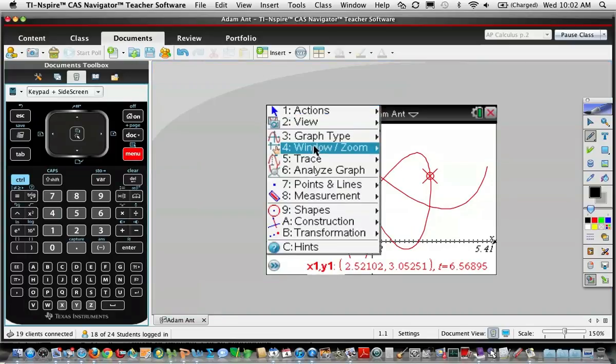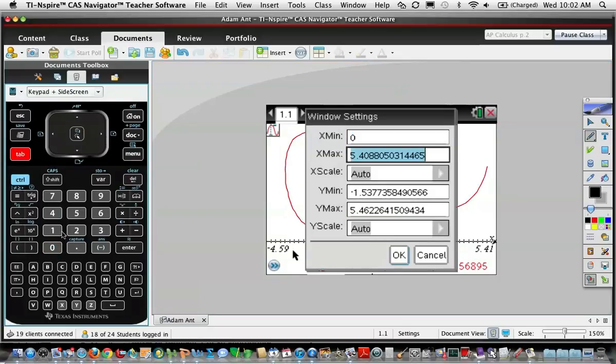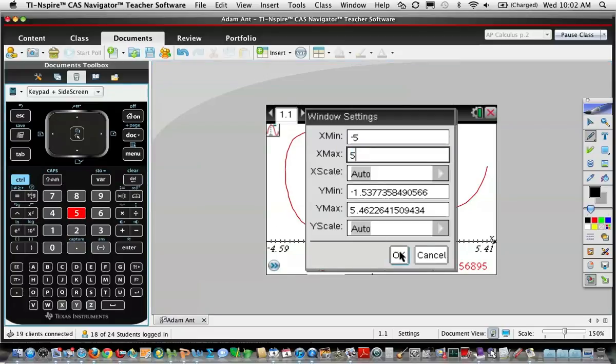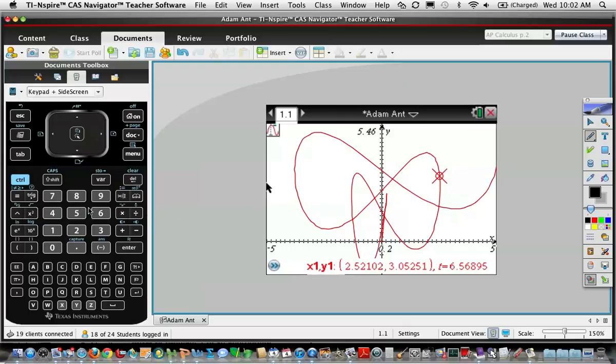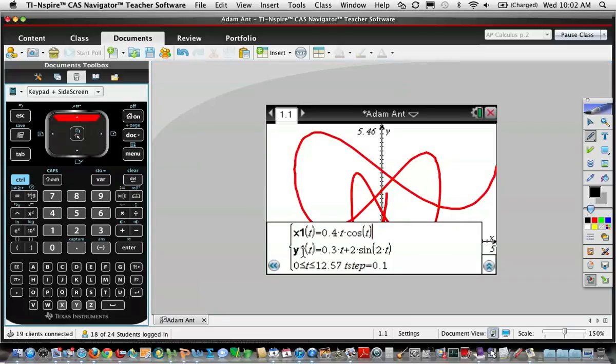So if I come back into my window settings and I go 0 and 1.7, oh, whoops, that's wrong. What did I want to do? I wanted to change the t. So this needs to go back to negative 5 to 5. Or I could have hit cancel. I like to do things the hard way. And then I need to come down into here and change my t range.